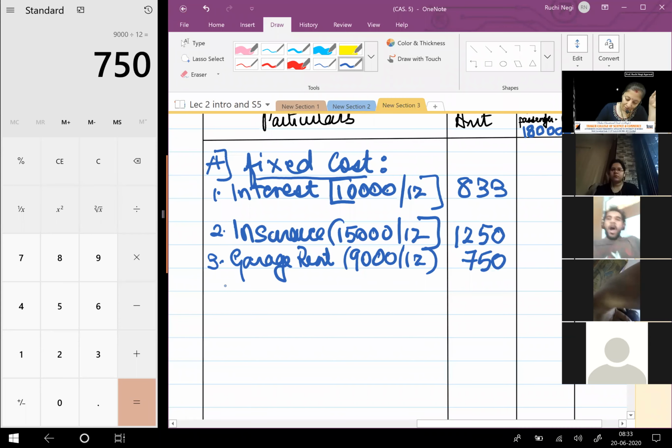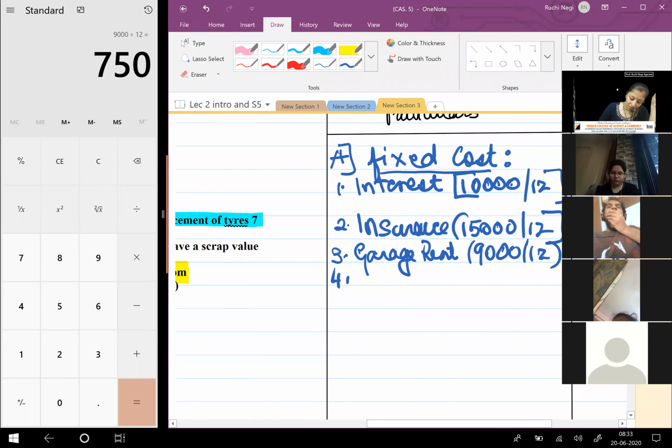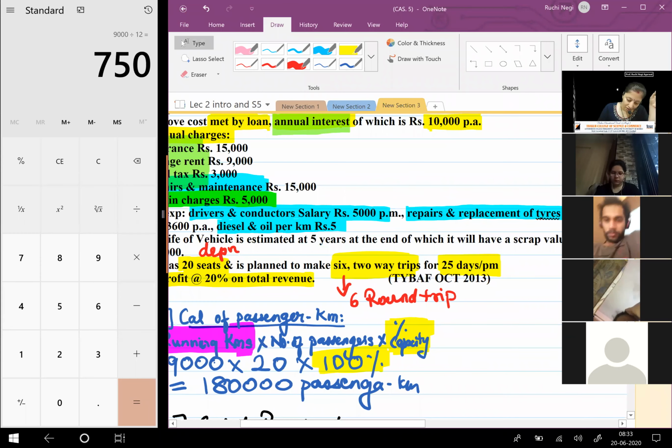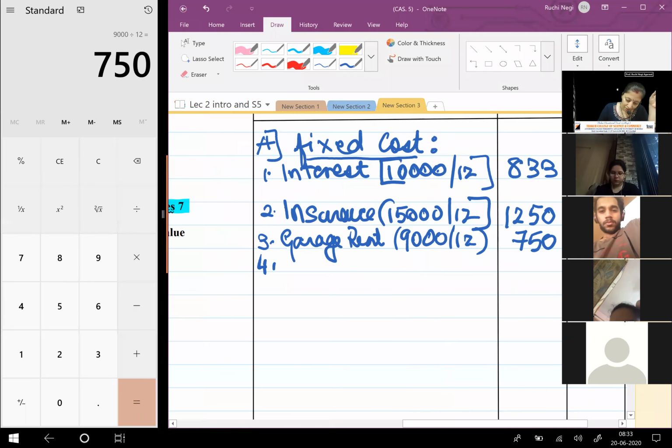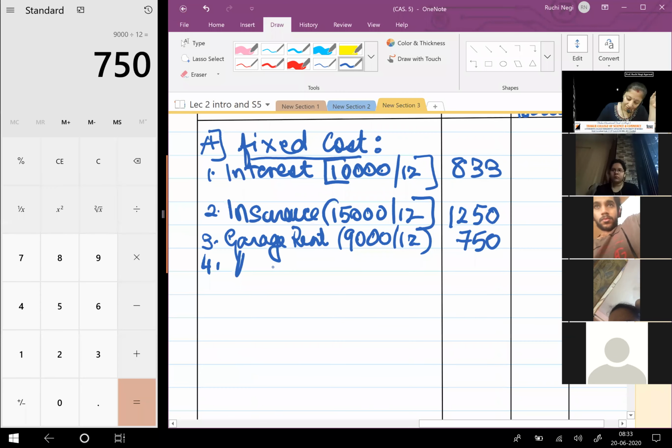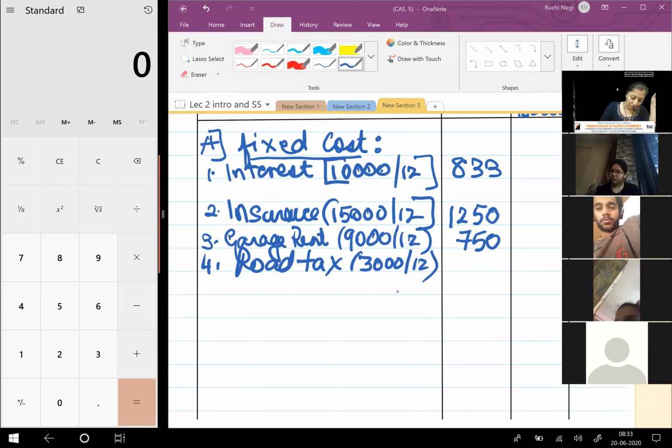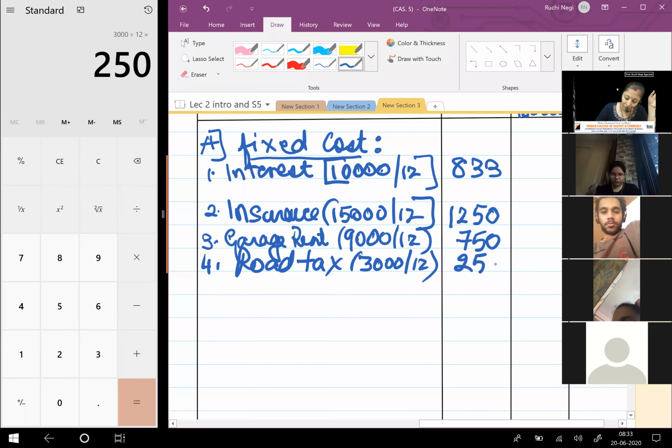Next, road tax 3,000. So 3,000 divided by 12 comes to 250. So right here, 250. Clear, everyone? Yeah. Next, anything else?